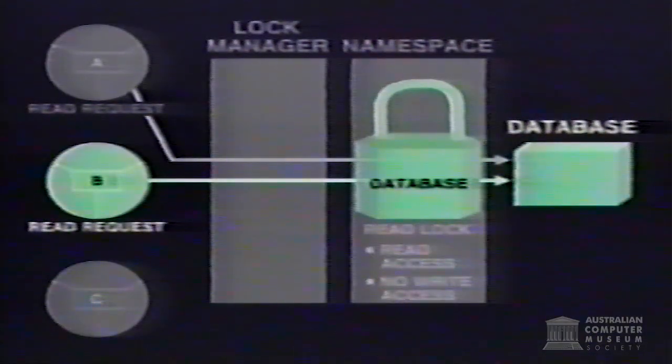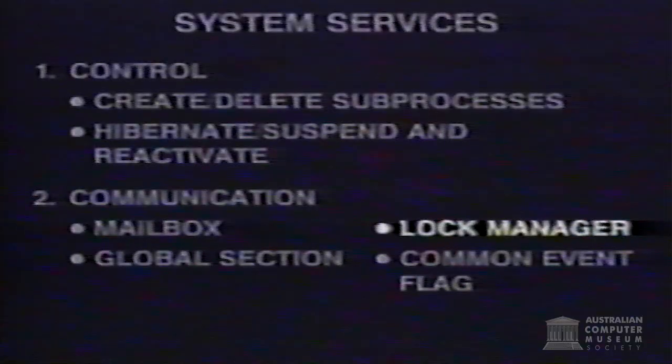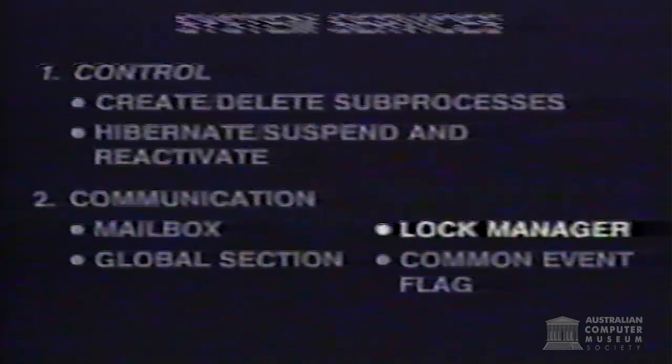Process B places a lock on database to gain read access and is granted access. However, if Process C tries to place a lock on the resource name for write access, it will not be granted. The lock request from Process C is placed in a queue where it waits for write access to be allowed to database. In this case, the Lock Manager is synchronizing access to a resource called database. But the Lock Manager can be used as a communication mechanism to synchronize access to any resource, including a global section.